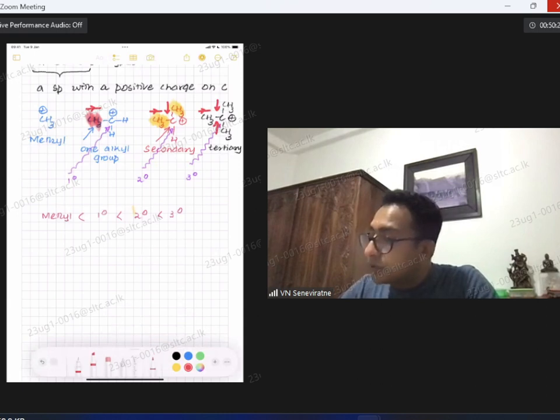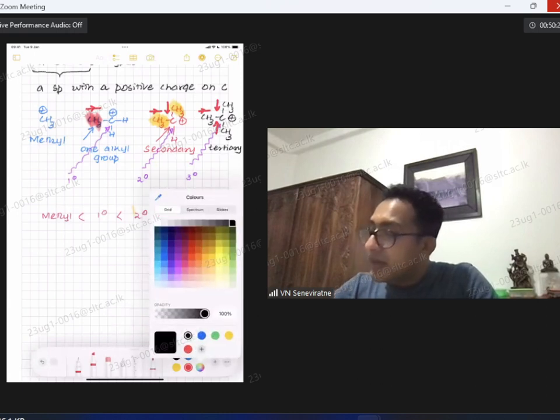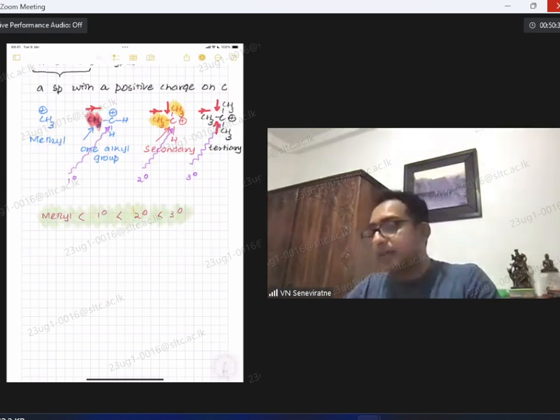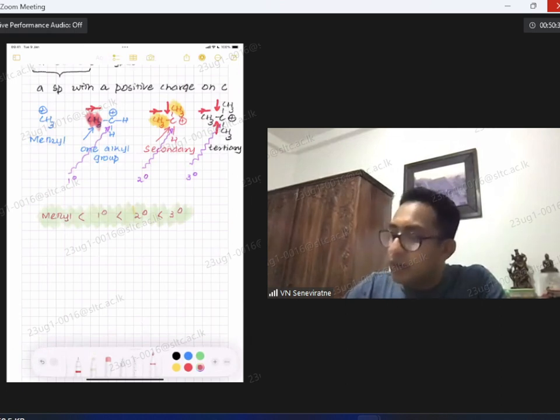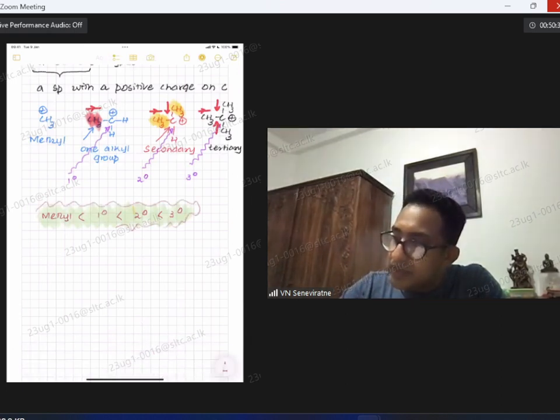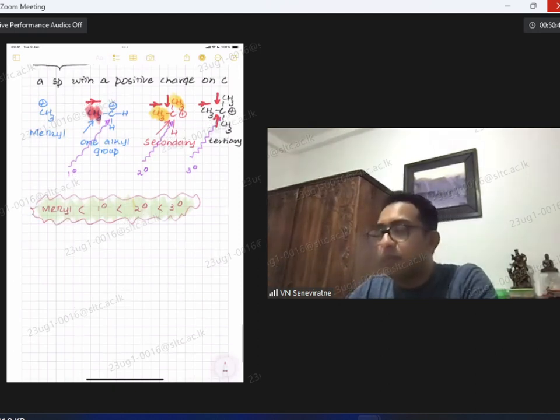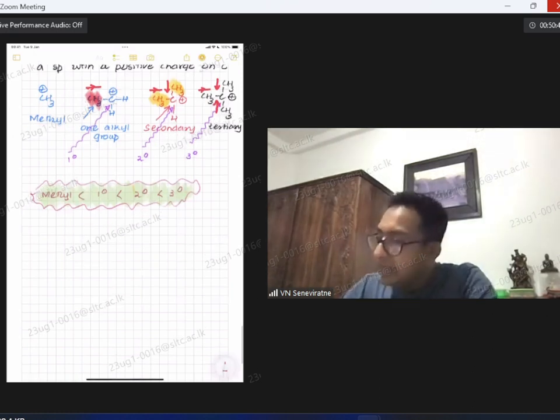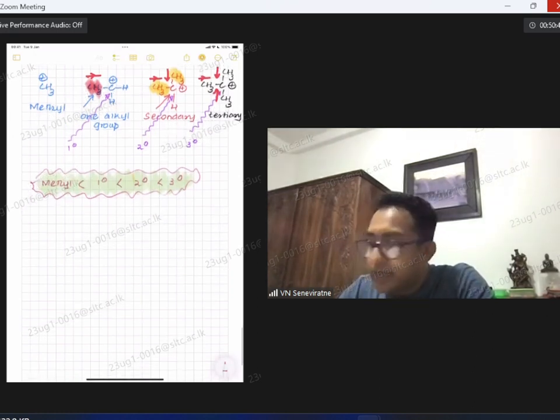So you get this kind of a variation taking place, right? So methyl, primary, secondary. It's like that. That is how the stability order takes place, based on that, right? So that's really important. Now, keeping that in mind, let us take one rearrangement reaction.